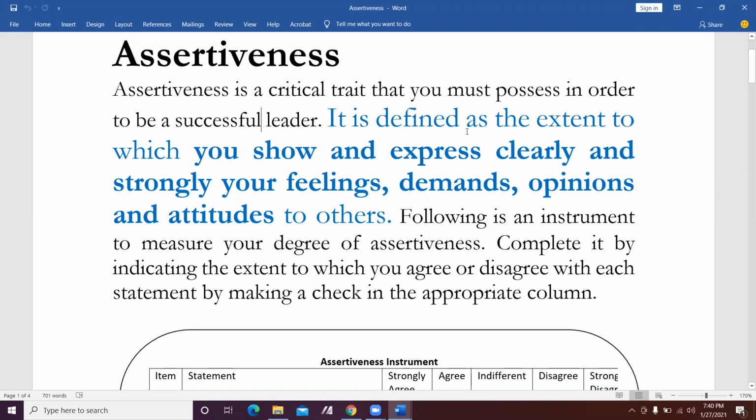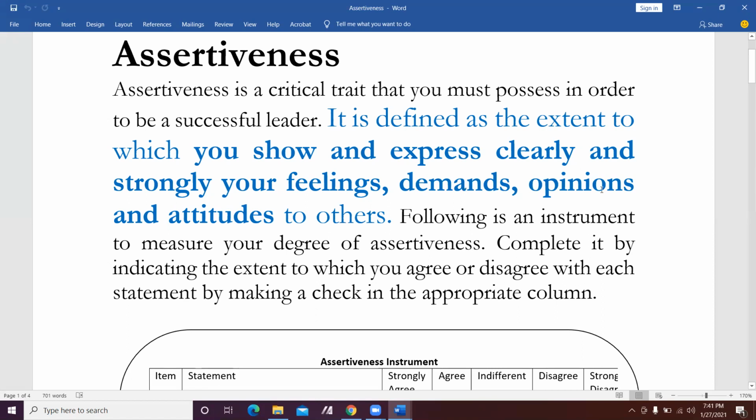It is defined as the extent to which you show and express clearly and strongly your feelings, demands, opinions, and attitudes to others. Your feelings: now I am tired, I feel like not going there, this is really disgusting. Those are examples of feelings. Then demands: I want to increase my salary by 10%. I want to get a holiday tomorrow. Examples of demands.